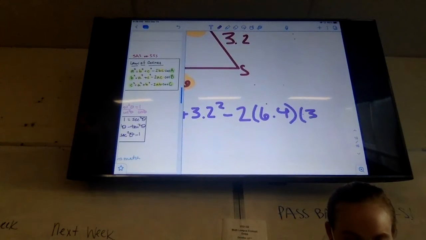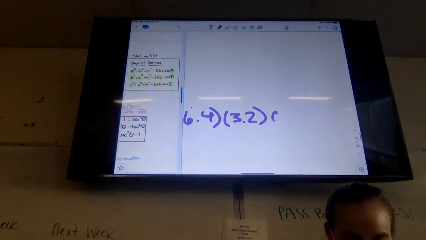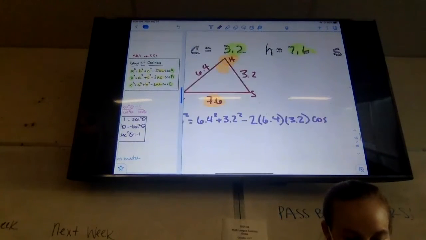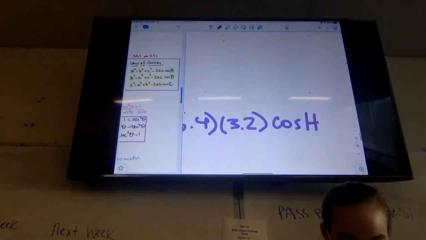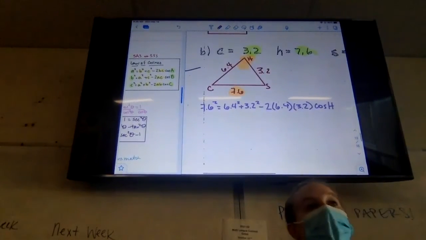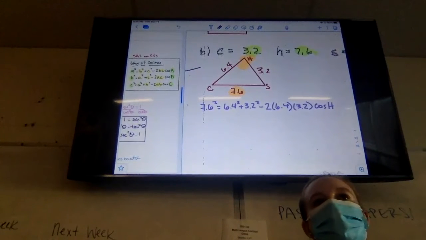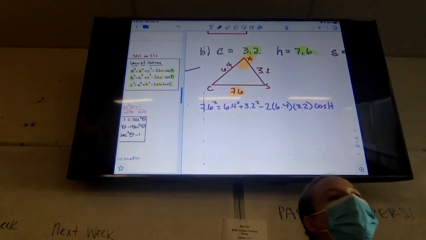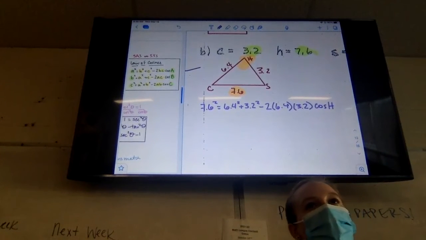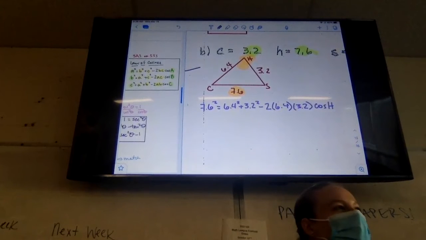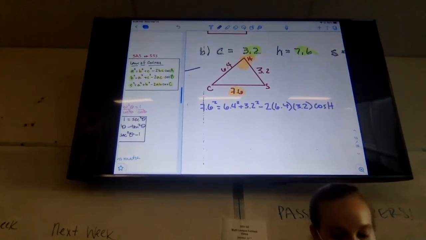Good. Times cosine of which angle are we finding right now? Big H, good. This is also fairly simple to plug in your calculator, but it's different enough that I need everybody paying attention because it can get very confusing or you can get lost very easily.